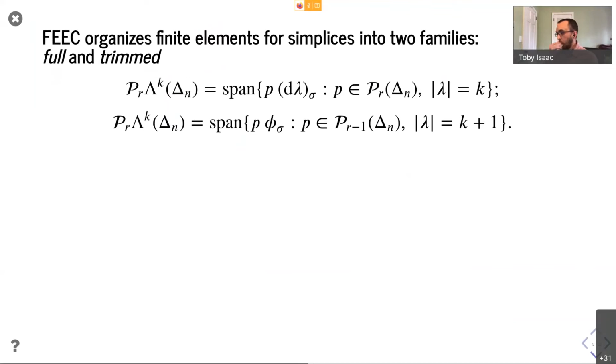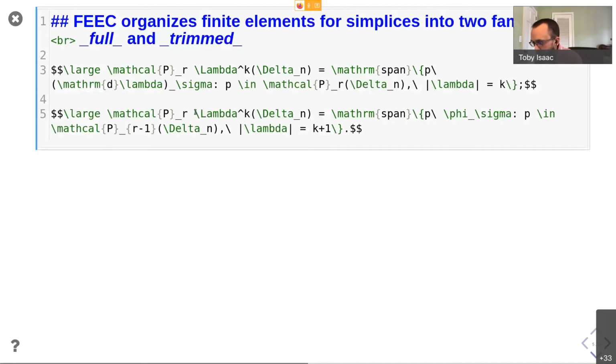So once we have Whitney forms, there are many ways to define the two big families of finite elements, full and trimmed, but one of the most convenient ones for this talk is to say that the space of full polynomials on a simplex is going to be products of scalar polynomials with some of those barycentric k-forms. So those are constant over the simplex. And this should be trimmed. Let me make that trimmed.